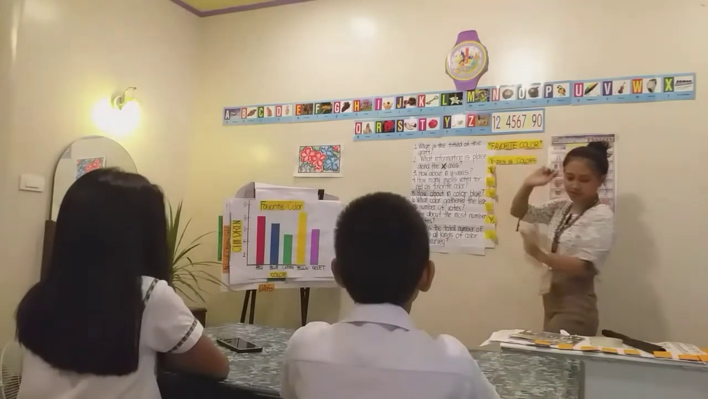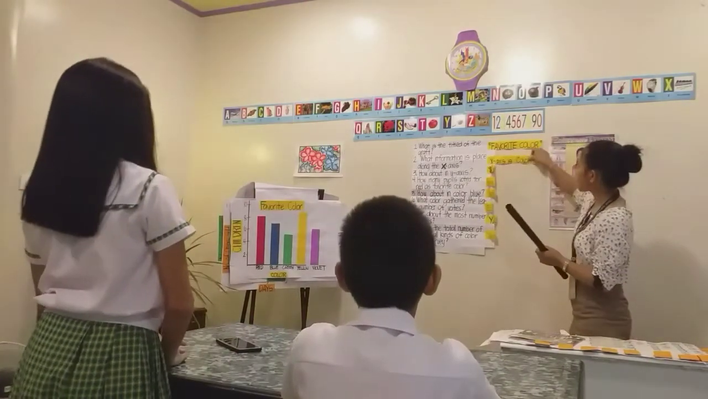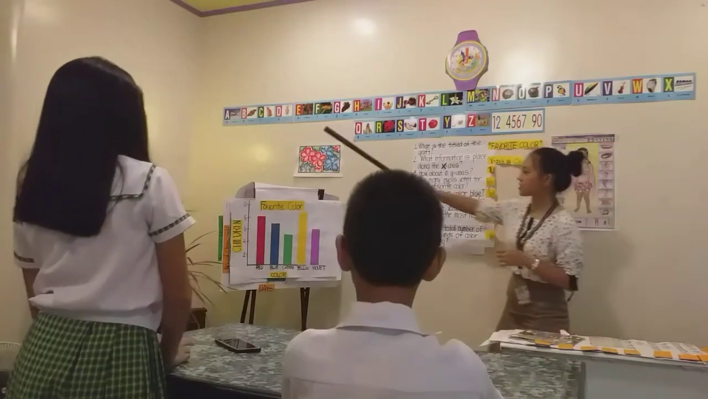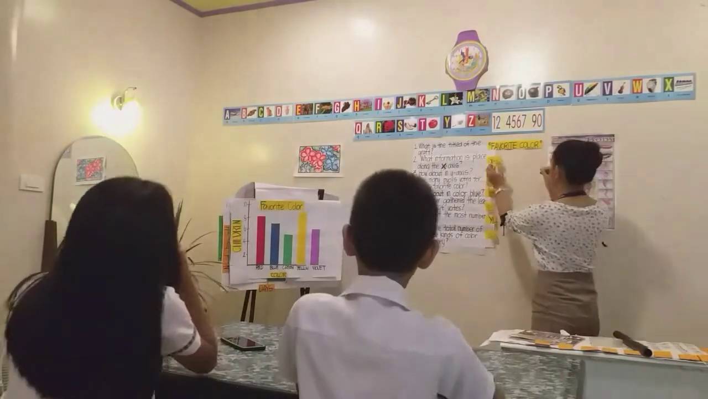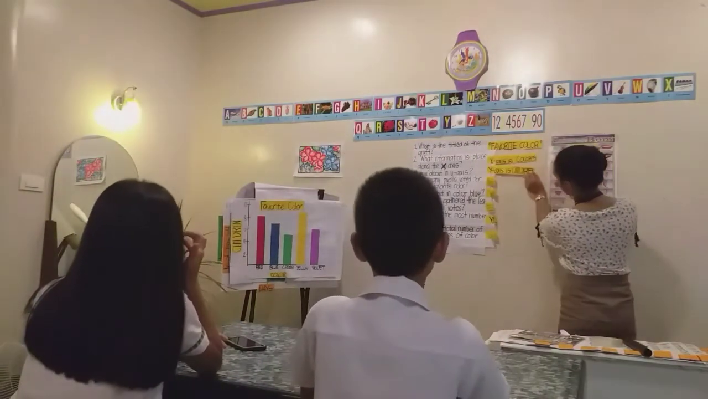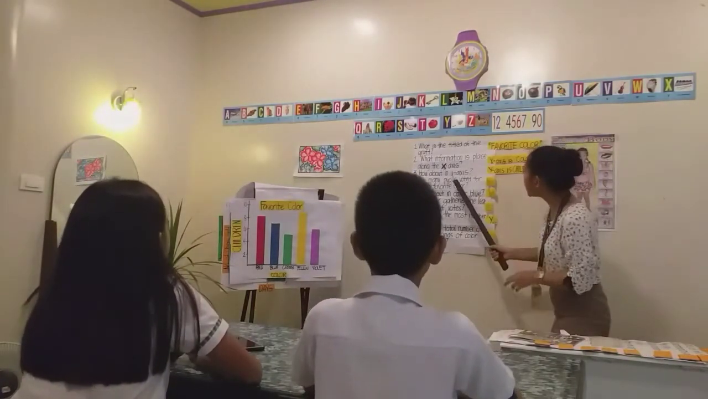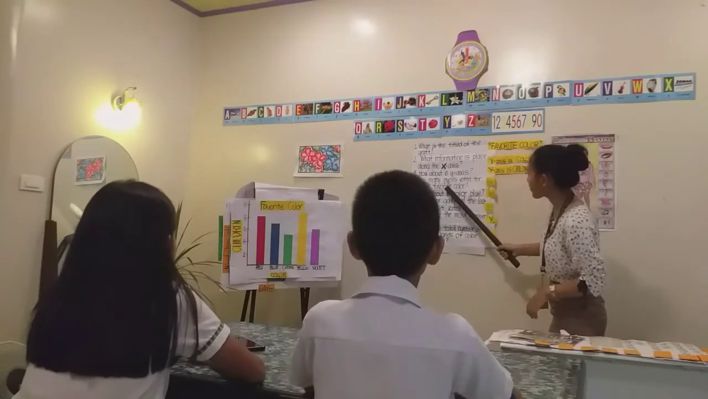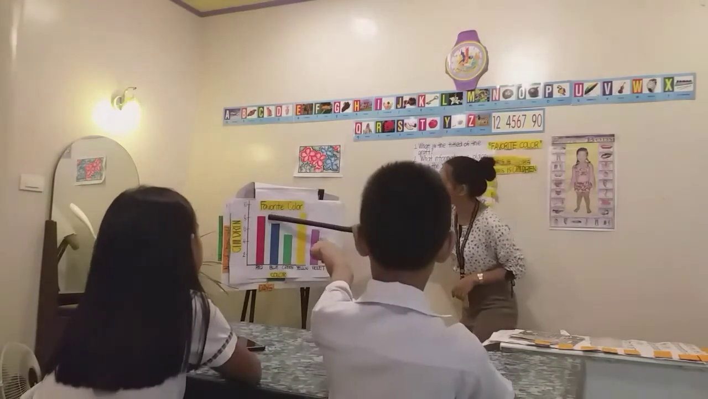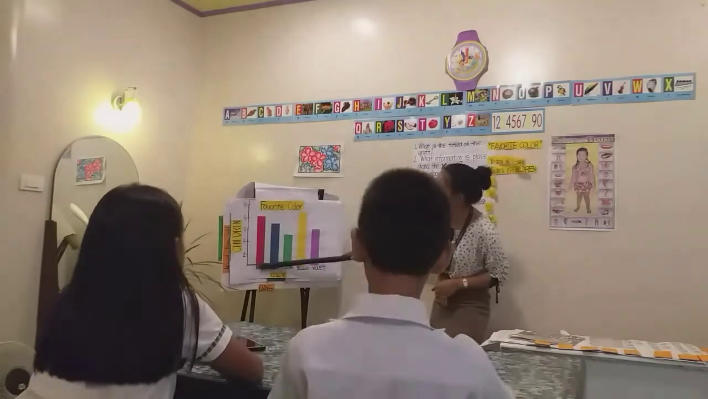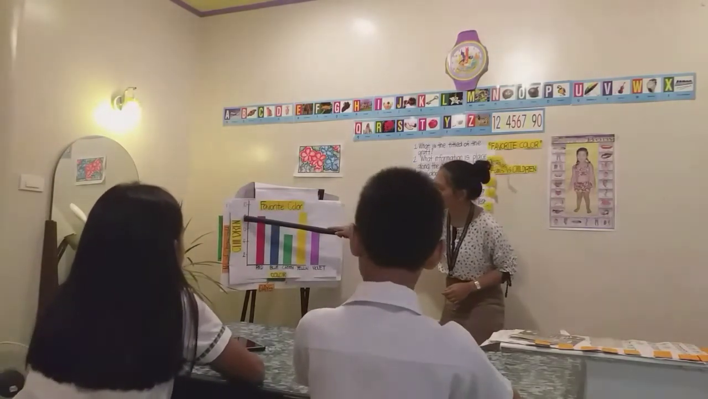colors. Number three, Lena. How about the y-axis? What information is placed in the y-axis, Lena? Children. Okay, very good. Children. Red as favorite color. Where is the red here in the bar graph? Okay, this is the red. So how many children voted for red color? Eight. Okay, eight children.